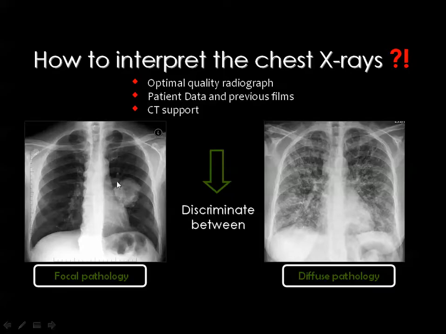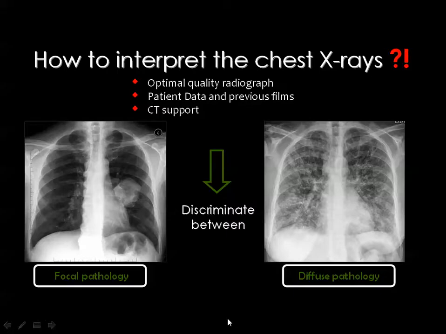Then putting the chest X-ray on the viewer, you have to discriminate between two main pathologies. The first one is the focal lung lesion, and the second one is the diffuse lung disease. By focal lung lesion, we mean that we have a lesion or 2 or 3 or 4, but the rest of the lung fields are clear. Then diffuse lung pathology means that both lung fields are involved by disease.